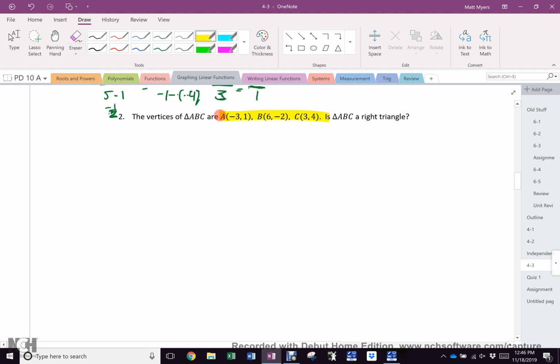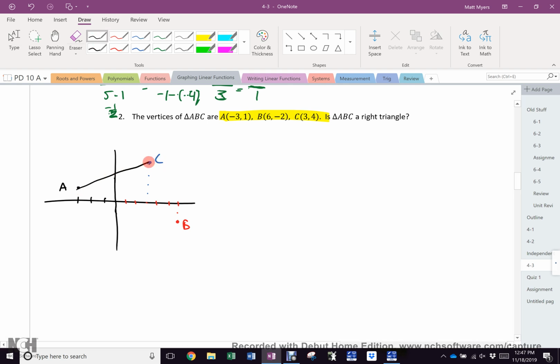Coordinates on a graph, yes? Okay. Where is -3, 1? Where's -3, 1? 1, 2, 3. Do we agree they're pretty close to equal amounts? And up 1, yeah? There's A. Agreed? Where's B? 1, 2, 3, 4, 5, 6. 1, 2. Do we agree? Yes. Where's C? 1, 2, 3. 1, 2, 3, 4.